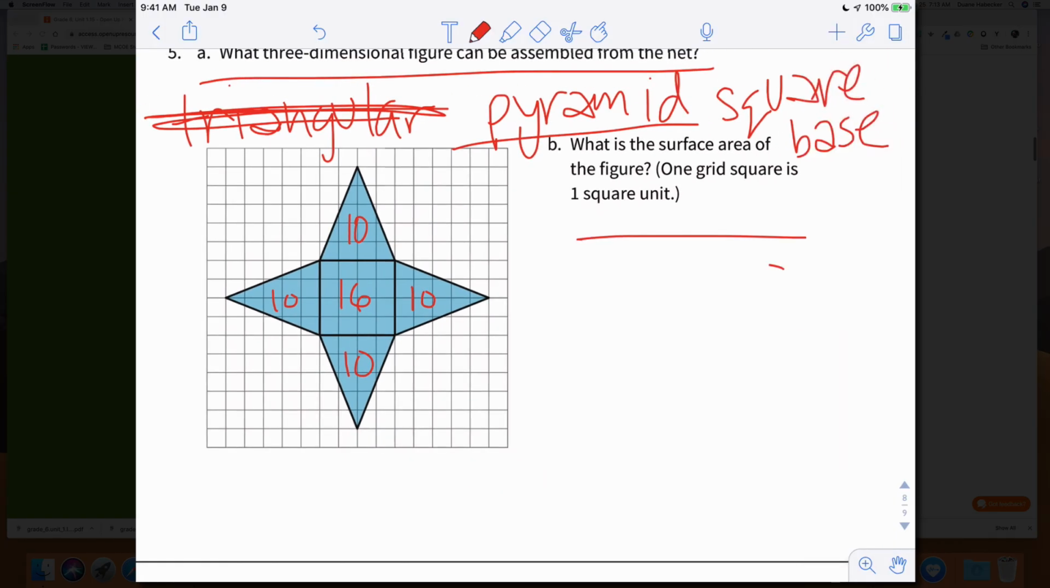So what are we going to do to find the surface area? We're going to add them all together. And don't forget, your answer is going to be in square units, because we're really counting all those individual squares.